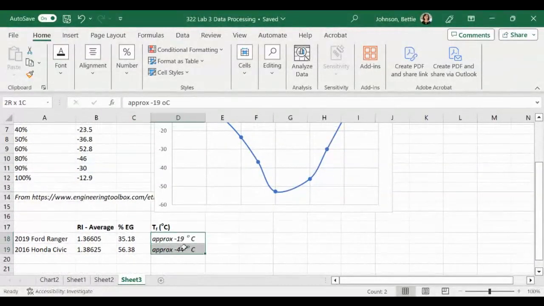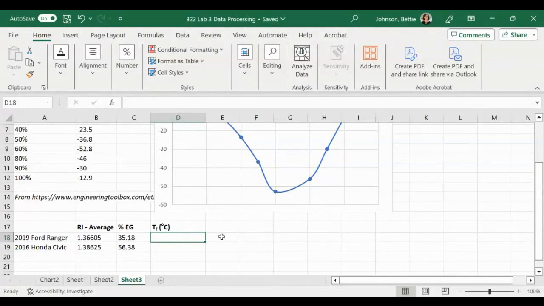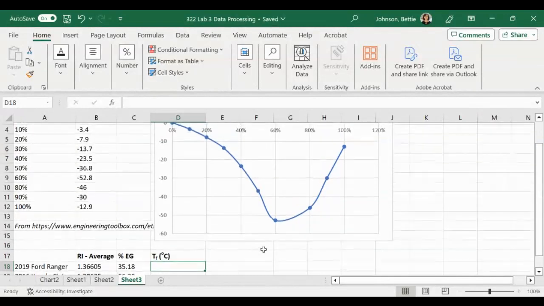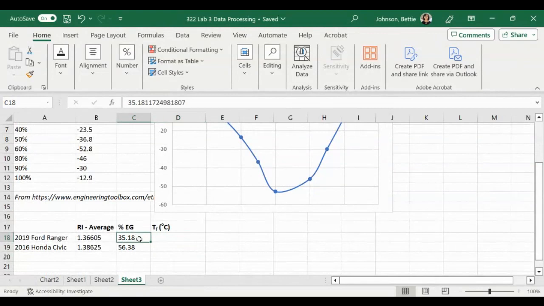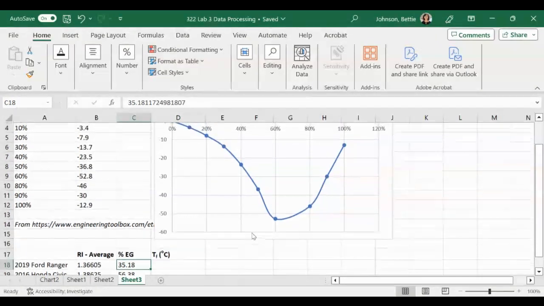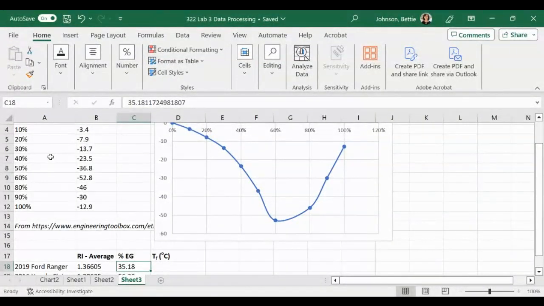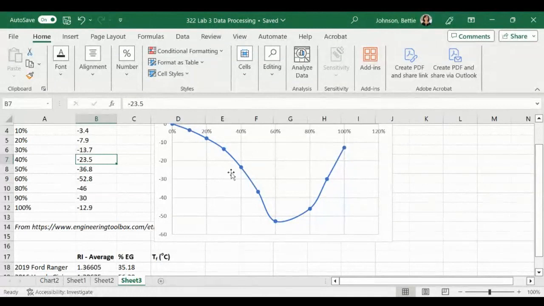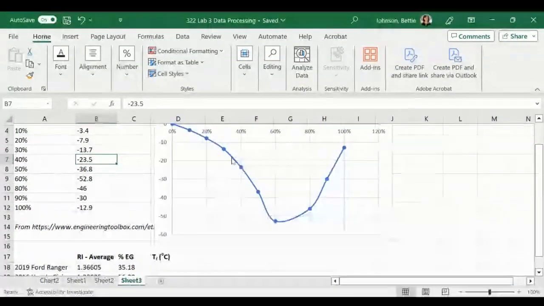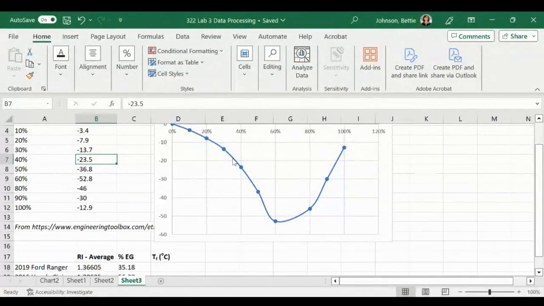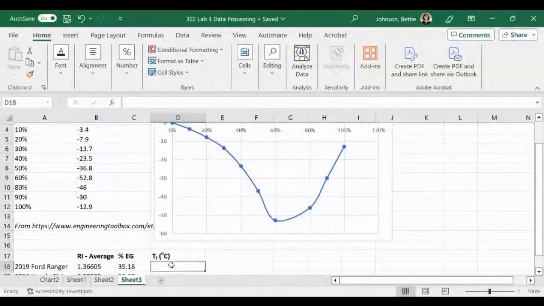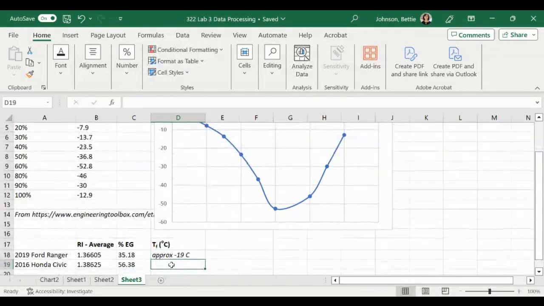So I've transcribed the data here, and I've already looked at this graph, so I don't want to spoil it for you, but let me show you how I came about those numbers. The first sample had an ethylene glycol concentration of 35.18. So 35.18% is somewhere between 30 and 40%. We're expecting the freezing point to be between negative 13 and negative 23.5. So we're in this part of the curve here. So I'm going to say that engine coolant is going to freeze at approximately negative 19 degrees Celsius.